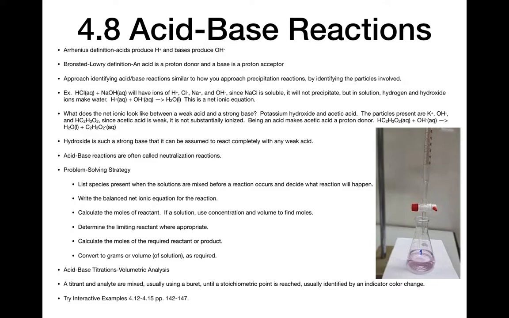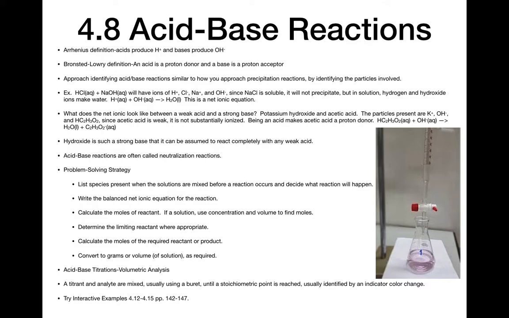Our problem-solving strategy is to list the species present as either molecules or ions, write the balanced net ionic equation for the acid donating a proton to the base, and calculate your moles of reactant. If it's involving a solution, you're going to use molarity and liters to find the moles, determine any limiting reactant, and calculate the moles of the reactant or product that you need to find. If you need to, at the end, convert to grams or volume or molarity as required by the stoichiometry problem.